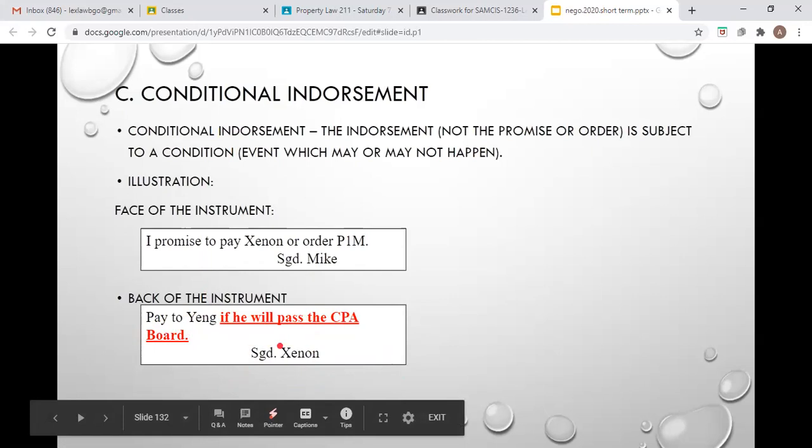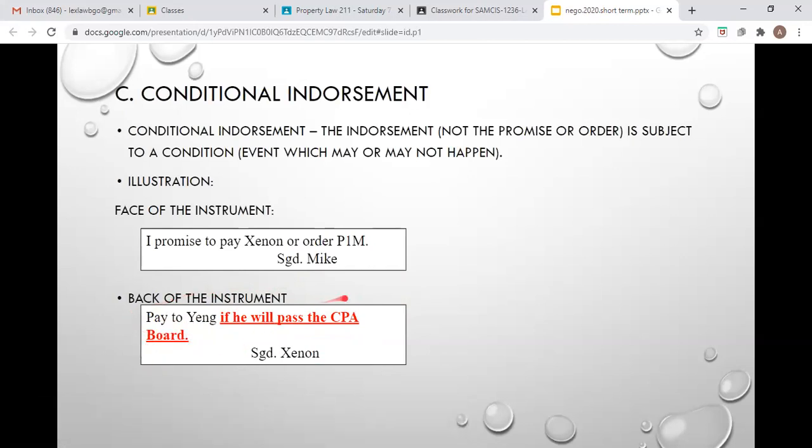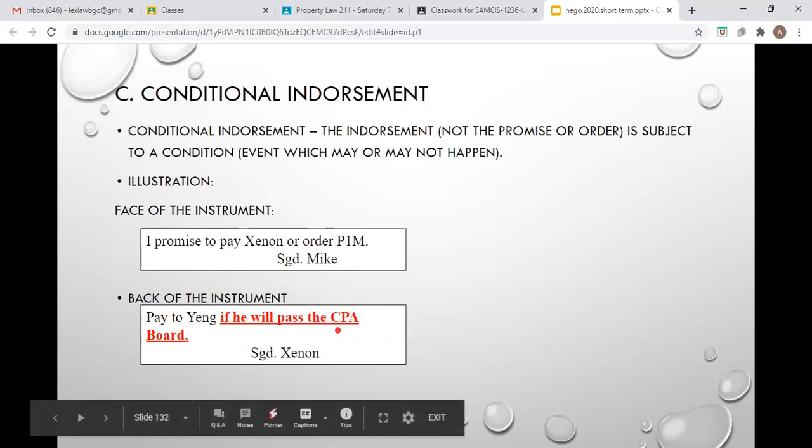Tawag natin doon is special endorsement. Now, nagdagdag tayo ngayon ng phrase, if she will pass the CPA board. The inclusion of this phrase now means that this endorsement is subject to an event which may or may not happen. It is now subject to a condition.